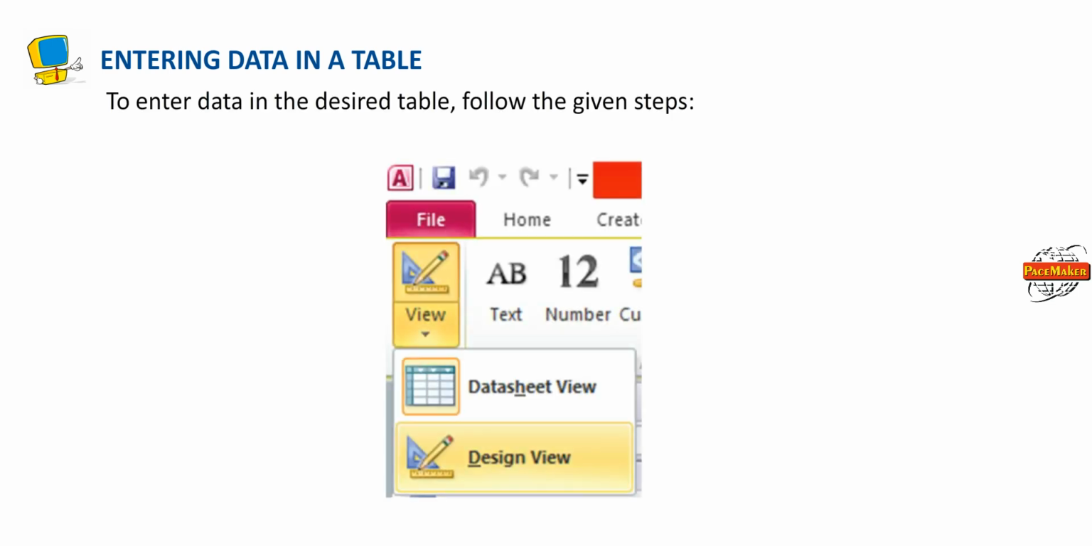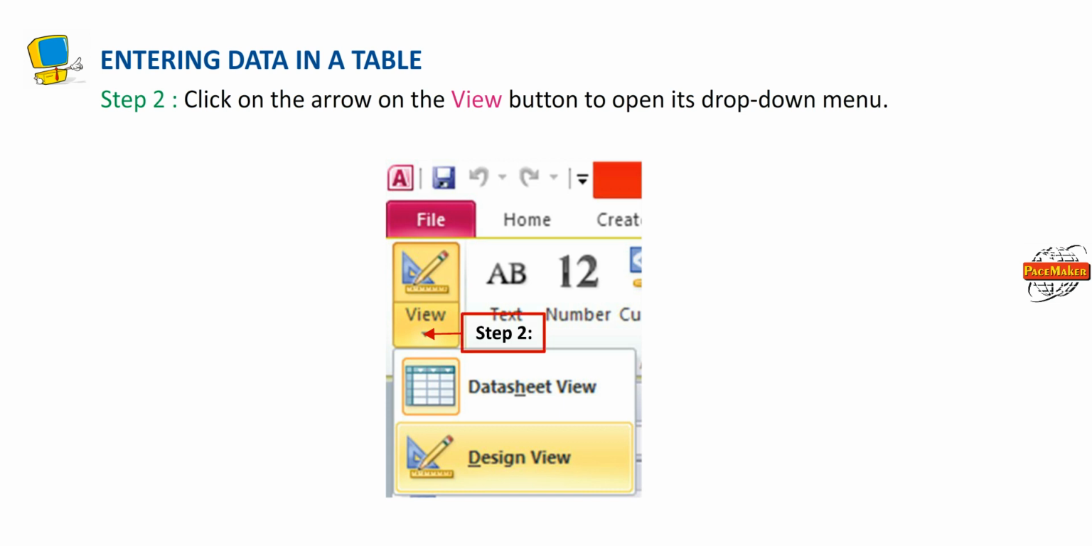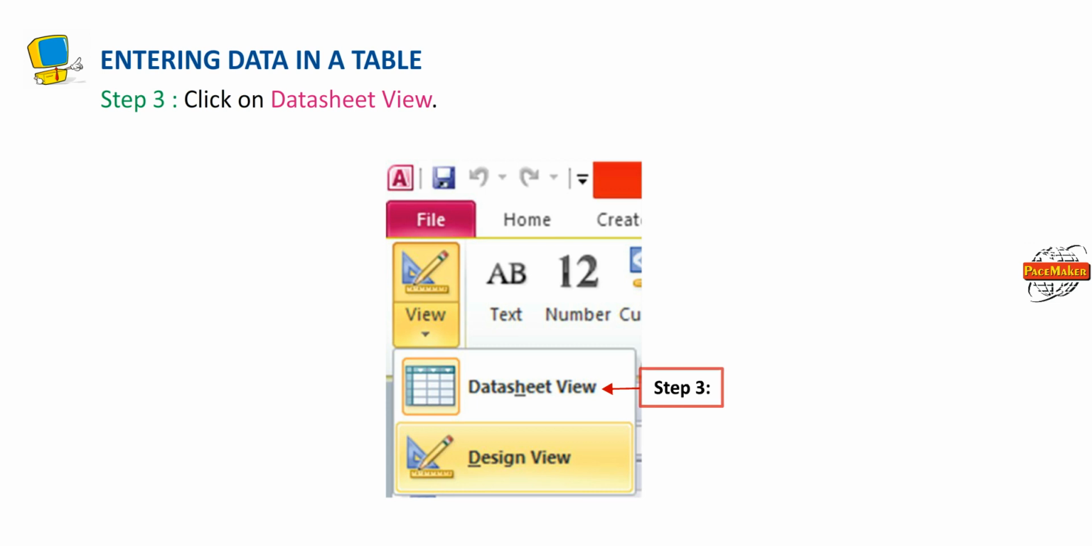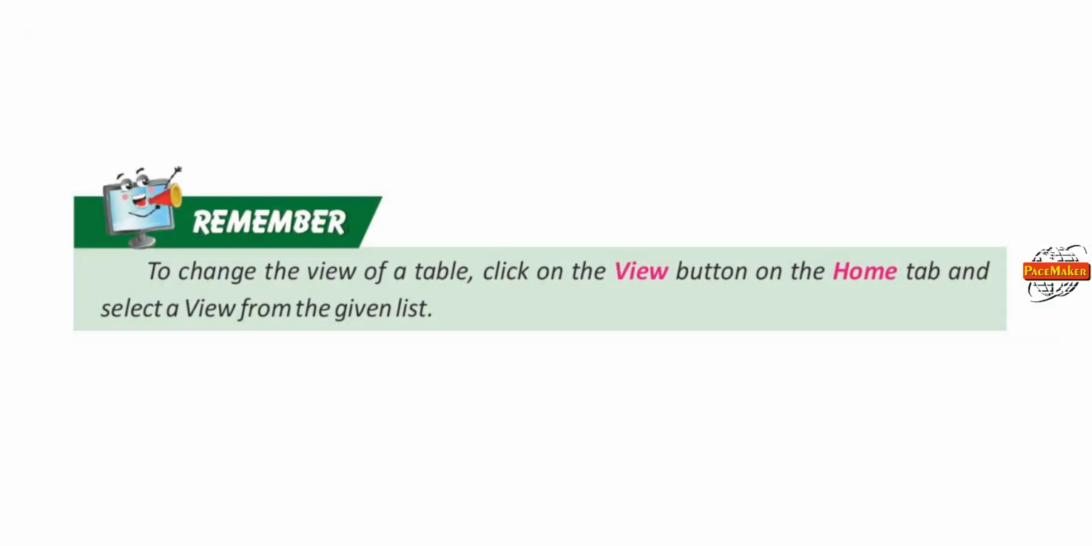Entering data in a table. To enter data in the desired table, follow the given steps. First, click on the Home tab. Then click on the arrow on the View button to open its drop-down menu. In Step 3, click on Datasheet View. And in Step 4, start entering the data. Remember, to change the view of a table, click on the View button on the Home tab and select a view from the given list.